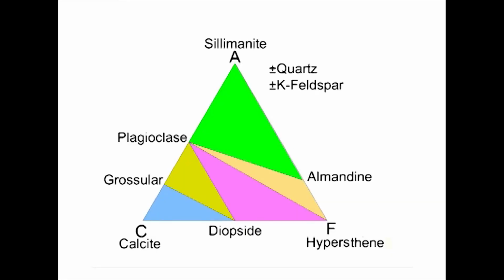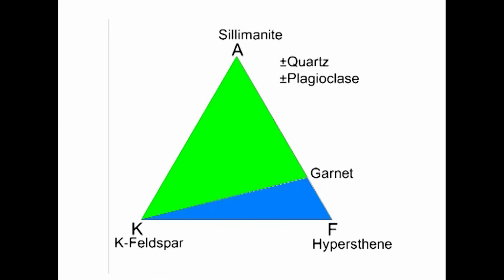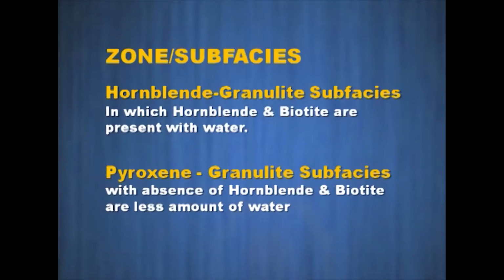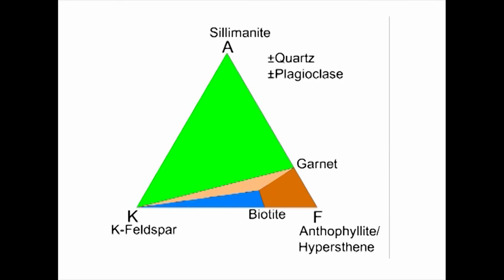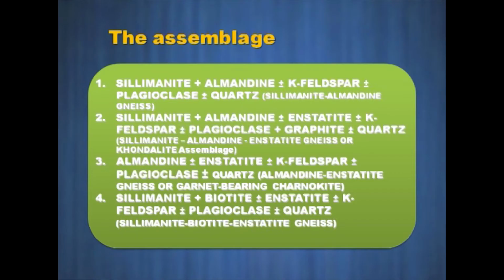Second, pyroxene granulite subphases, with absence of hornblende and biotite or less amount of water. Hornblende granulite subphases, the mineral assemblages: first, sillimanite, almandine plus or minus potash feldspar plus or minus plagioclase plus or minus quartz. This is also known as sillimanite almandine gneiss.